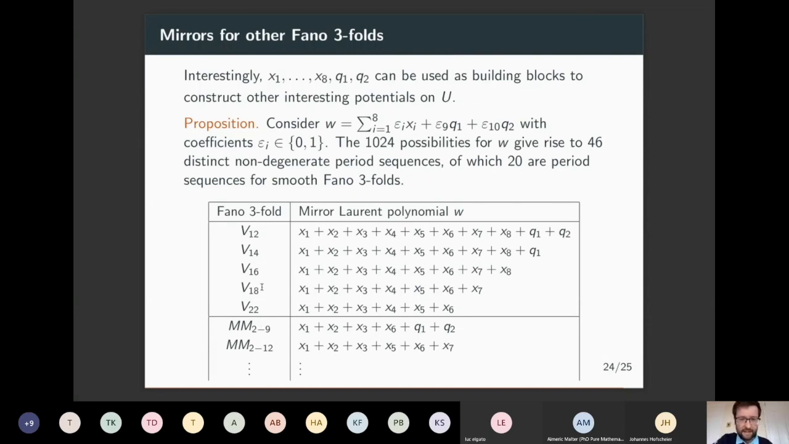So actually, there are obviously 2 to the 10 different ways to add these things up, either with a coefficient of 0 or 1. And the 1,024 different possibilities actually only give very few period sequences if you compute the classical periods. There are only 46 different period sequences you can get from these polynomials, and 20 of them occur for smooth Fano threefolds. I've given 7 of them in the table there, but it goes down a bit further. And of course, there's a very nice little sequence at the start here that I wanted to highlight, which is that if you just chip away from the right one step at a time, you find the sequence of Fano threefolds of index 1, starting from V12 and going up.